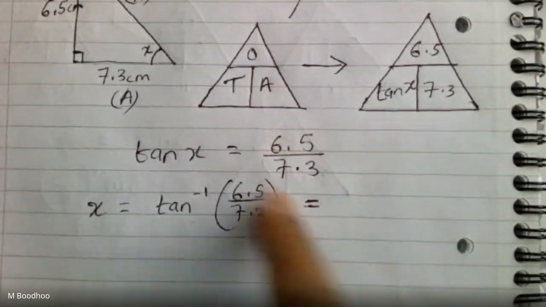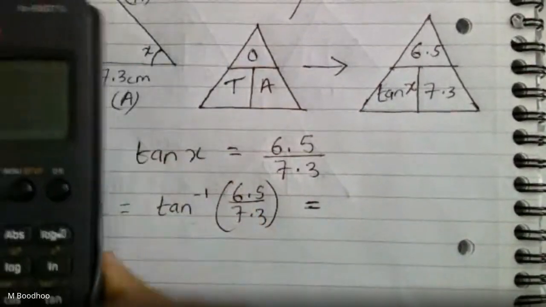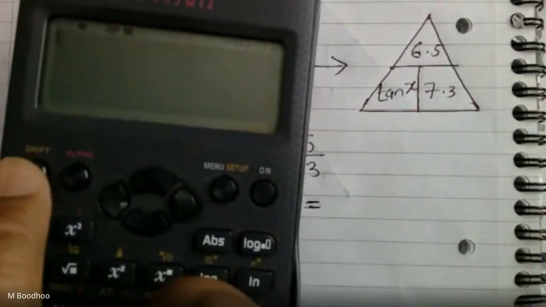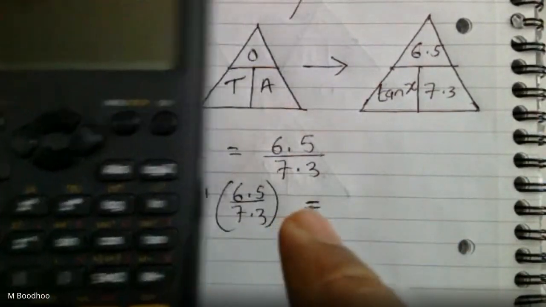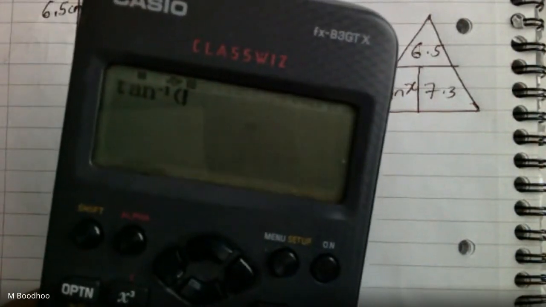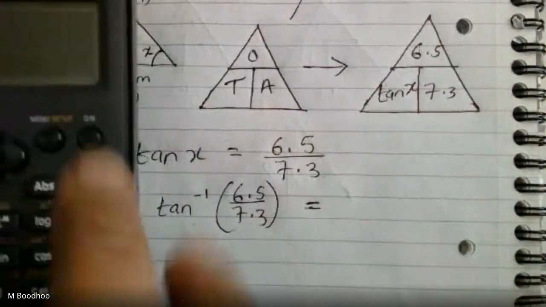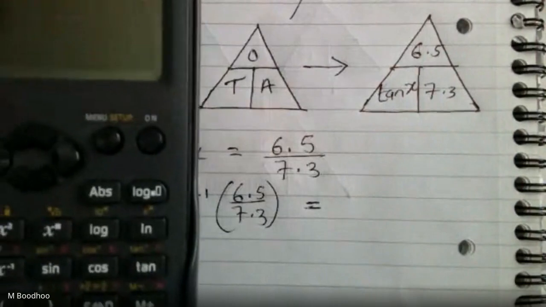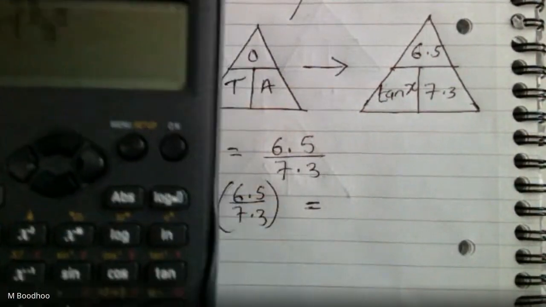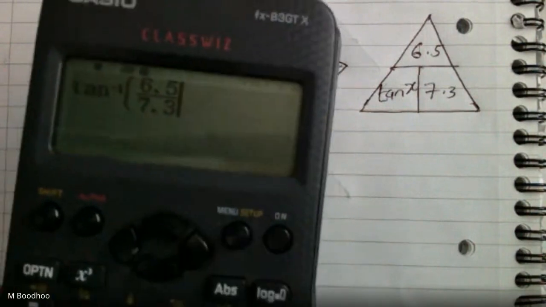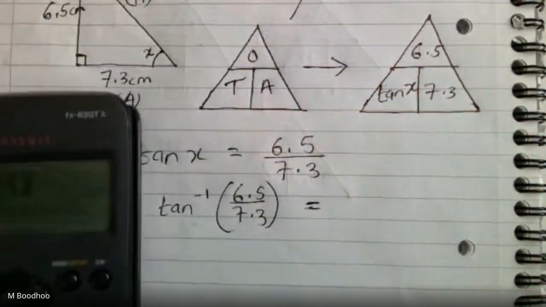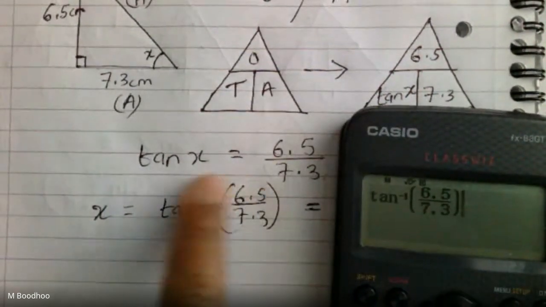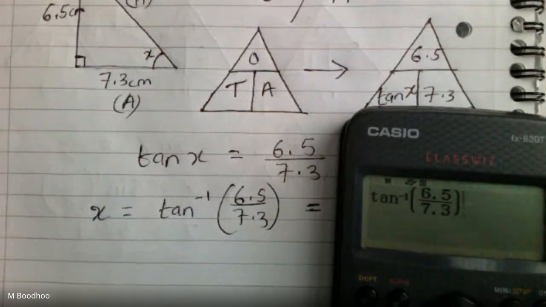Now, this is something that the calculator will do for us. So you're going to press Shift. Make sure to press Shift. So Shift tan this time, to get this symbol here, tan inverse. And then put 6.5, of course, type your fraction button. 6.5 is at the top and 7.3 is at the bottom. And close your bracket. So you've got this. This is what I wanted, and this is what I've got on my calculator. Can you see this? All I need now is to press equal.